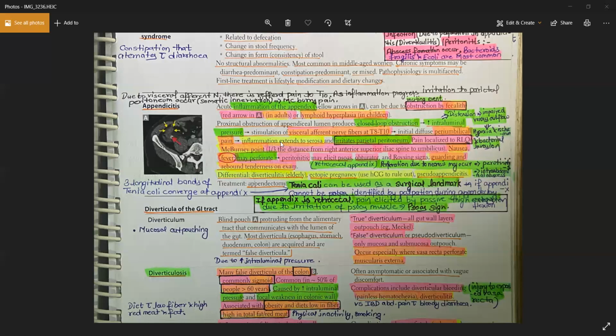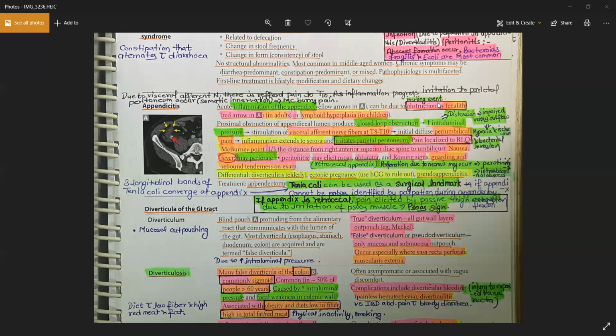After the appendix, it will involve the peritoneum, right? Because of the transmural inflammation, the appendix will be ruptured, right? It will involve the peritoneum also, okay, and the patient will get peritonitis, right? By the irritation of the peritoneum and after the peritonitis, the pain will become more localized, okay, because the somatic nerves supply the peritoneum, right? So you will get a very localized pain, okay, which is localized in the right lower quadrant at the McBurney point, okay, which is a 1/3 distance from the right anterior superior iliac spine to the umbilicus, right?